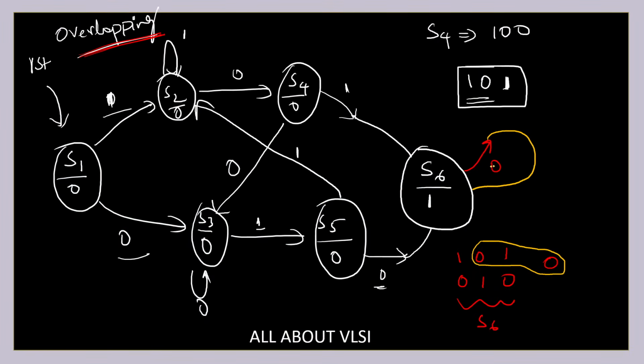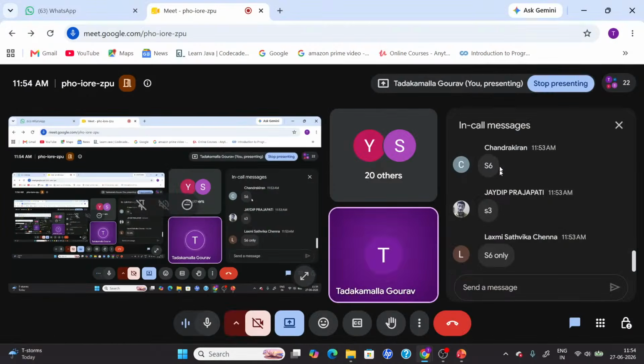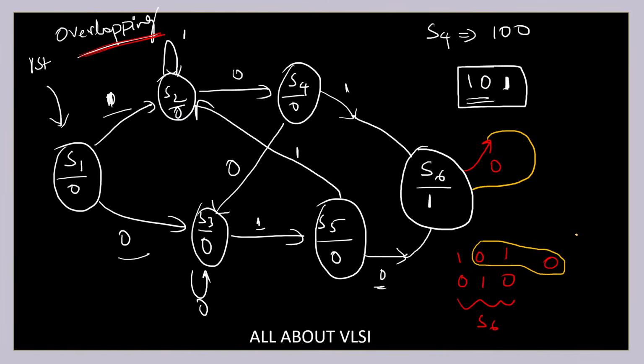Because there are three bits matching. That's the reason I'm going to stay in the same state if my input is equal to 0. Okay, now, why is it not correct? Because if I give one more 0, then nowhere my sequence is getting matched. So where should I go if my input is equal to 0? I should go to S3. From S6, I should go to S3, but there is no path. Okay, so that's the reason.